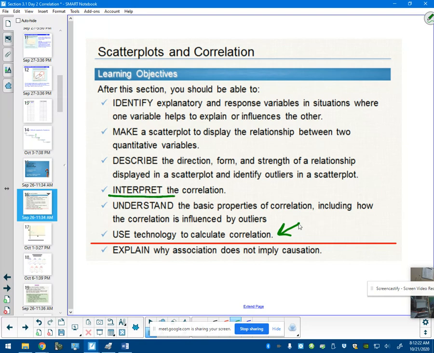All right, we're going to interpret the correlation. We're going to start understanding the basic properties of correlation, and we are going to use technology. Explain why association does not imply causation. We've talked about this a little bit already.